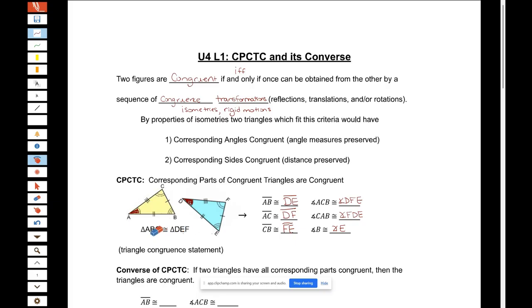So you don't have to be given a picture to match congruent parts. As long as you have a triangle congruence statement, you can do that. This is what CPCTC stands for. If you have two triangles congruent, then you can say all their corresponding angles and sides are congruent. Corresponding parts of congruent triangles are congruent. You have to know the triangles are congruent to do that.